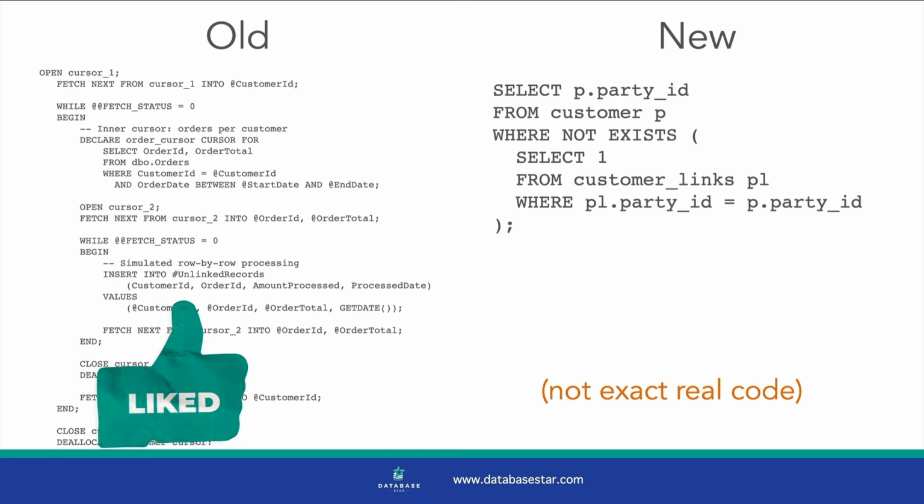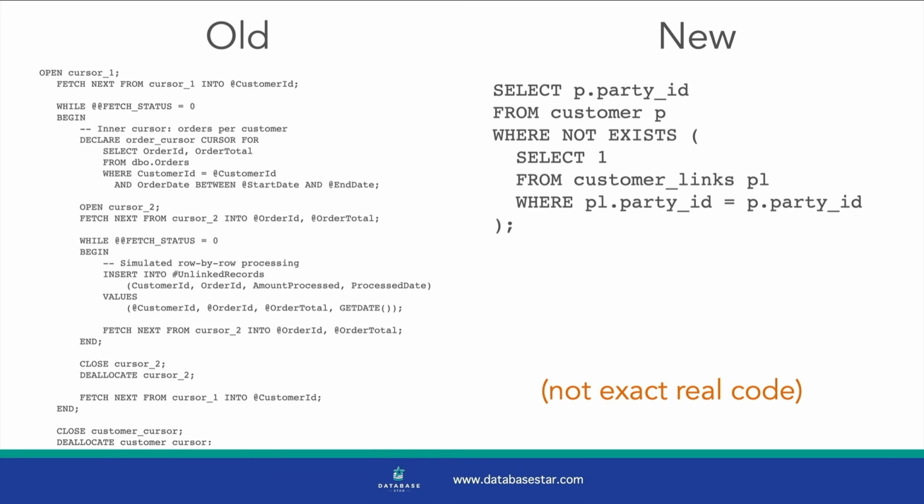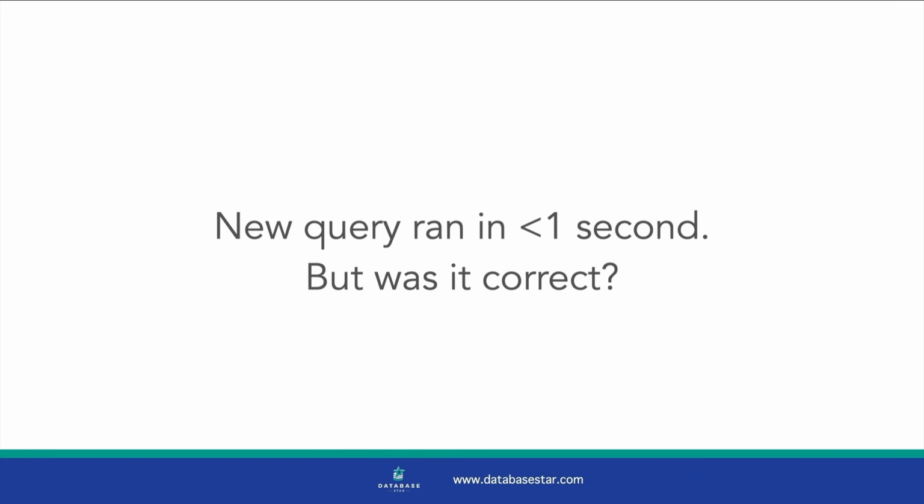Instead of looping through rows and checking conditions one by one, the database does the work in a single pass using set-based logic. This is what relational databases are designed to do. So I ran the updated select query. The runtime was less than 1 second. It was faster, but was it correct?